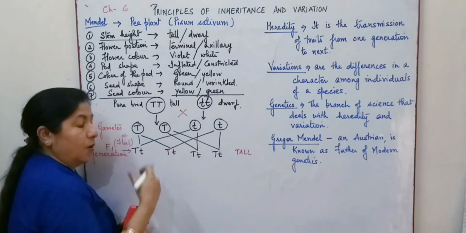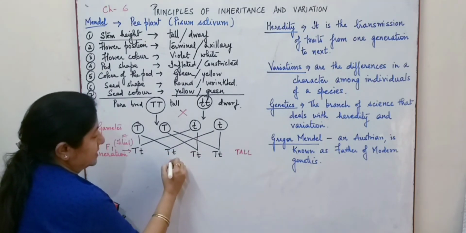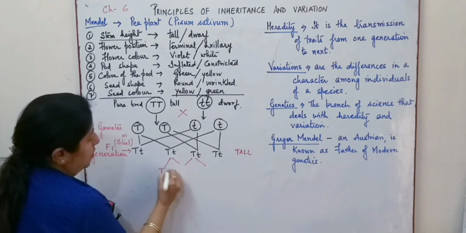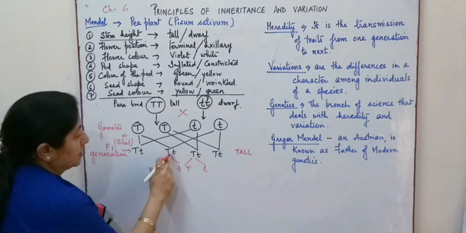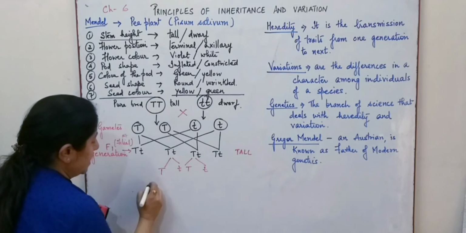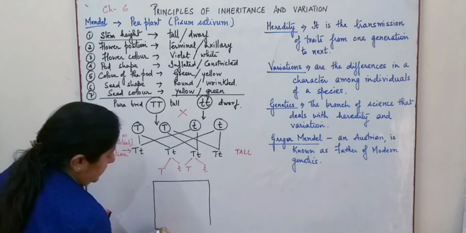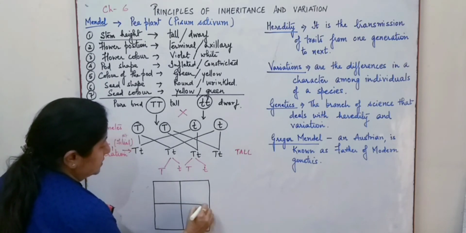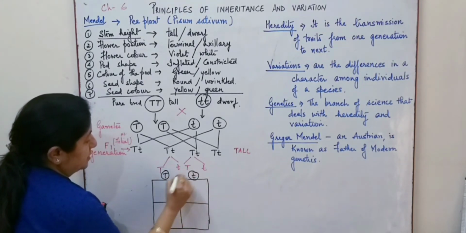Now, on self-pollinating this plant, he found that the gametes formed will obviously be this. Now here he selfed these plants, and on selfing we are arranging the gametes formed by this plant into a Punnett square. This is the gamete. This is another gamete.